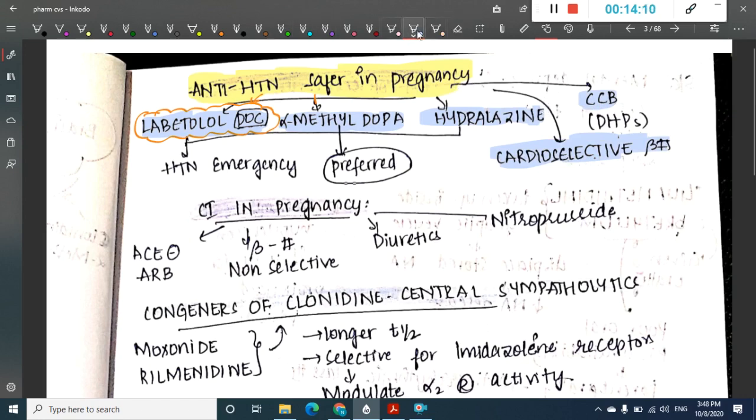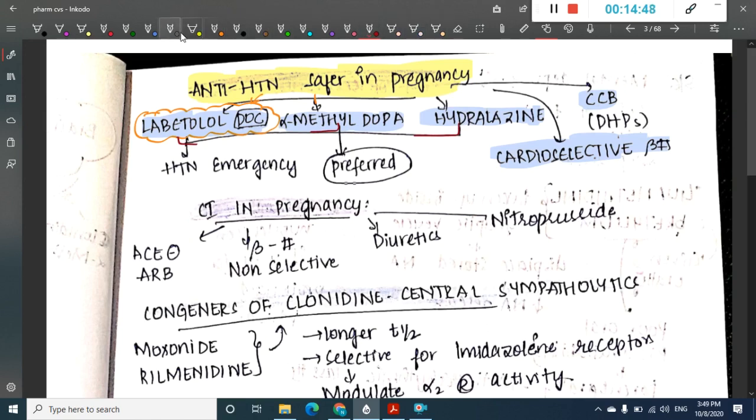Among these, labetalol, methyl dopa and hydralazine are mainly used in hypertensive medications. For hypertensive emergencies we can use labetalol, methyl dopa and hydralazine. Among all these, methyl dopa is the drug which is preferred for hypertensive emergencies.